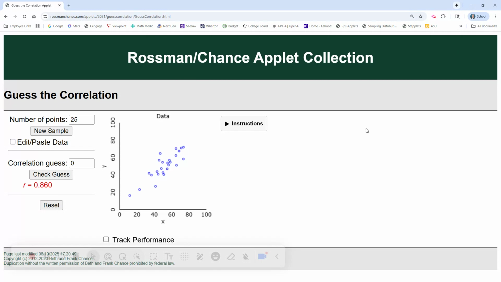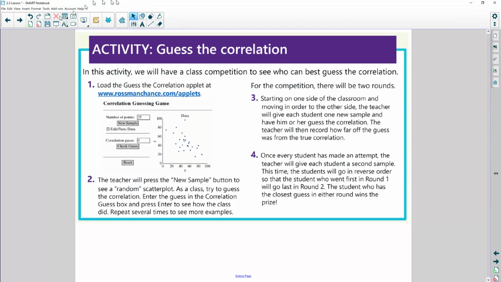some look like. You're not going to have to guess a correlation on a test. We're just trying to show you what appears to be kind of a strong R and what's an R that's closer to 0, what they look like in a scatter plot.